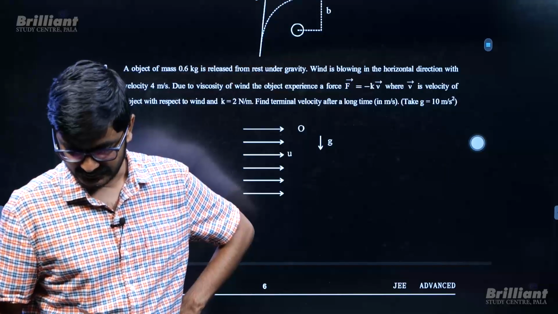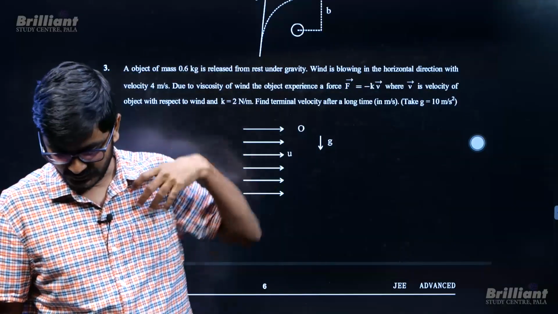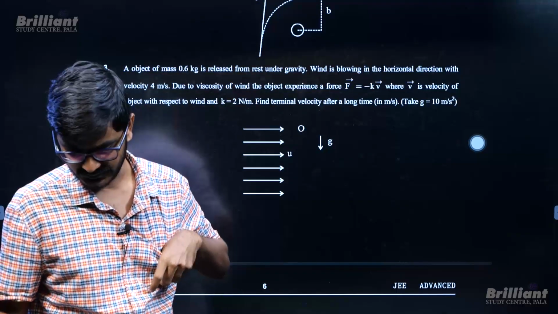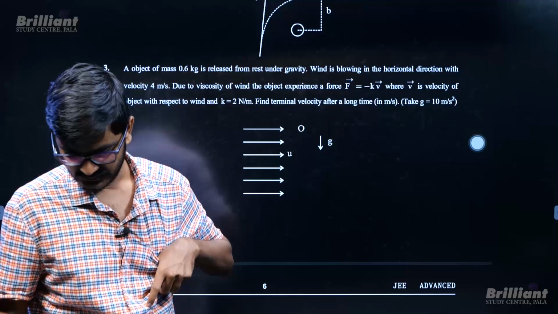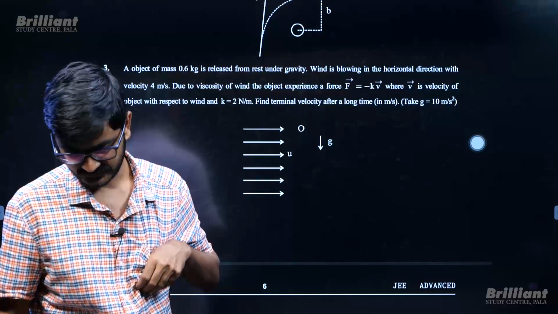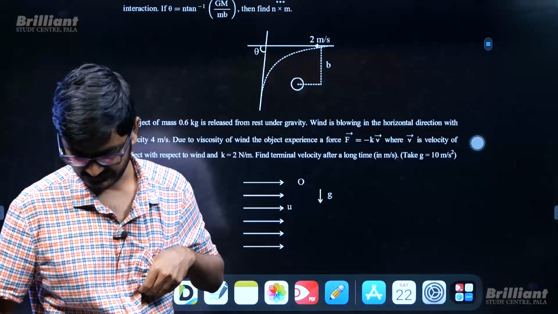In the next case, something is released under gravity, and wind is blowing. Due to viscosity, there is a force where v is the velocity of the object with respect to the wind. Okay, so we need to observe from the wind frame.